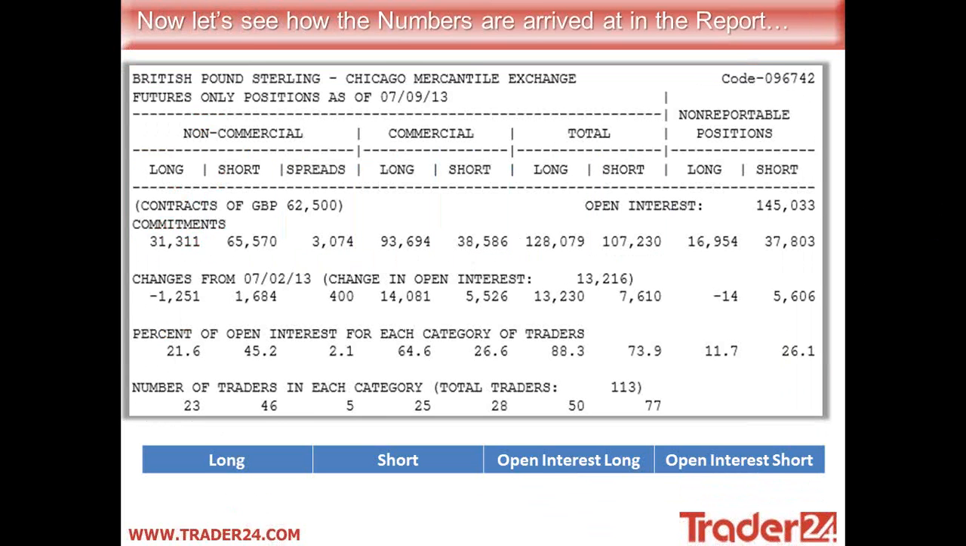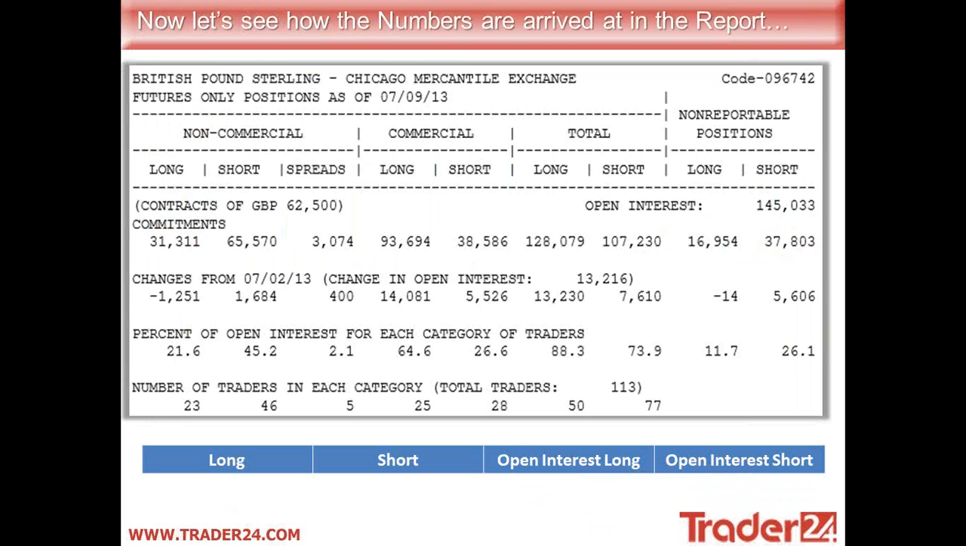Then let's take a look at our open interest situation, and if we have a look at this figure of 16,954, that in essence is our open interest of 145,033 less our long total of 128,079, and that's how we basically arrive at our long interest there. Same story for our short of 37,803. We're going to get our 145,033 less our 107,230 on the short total, and that's how we arrive at 37,803.